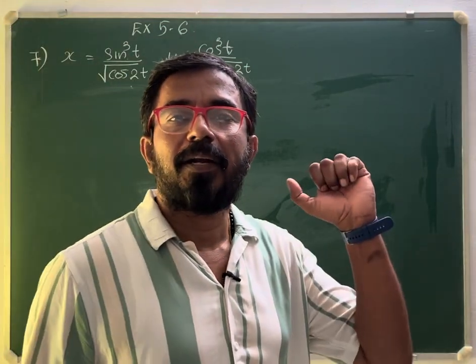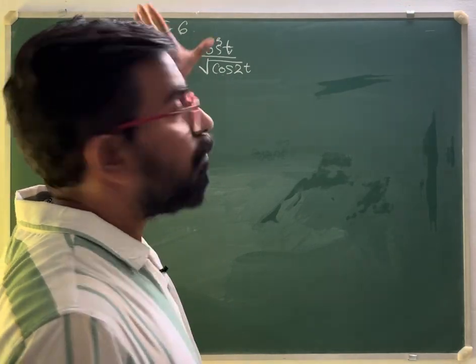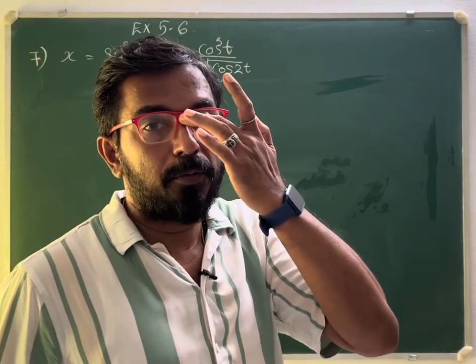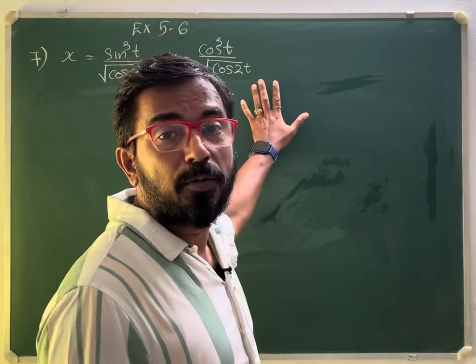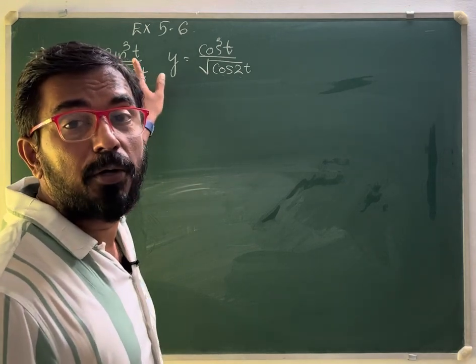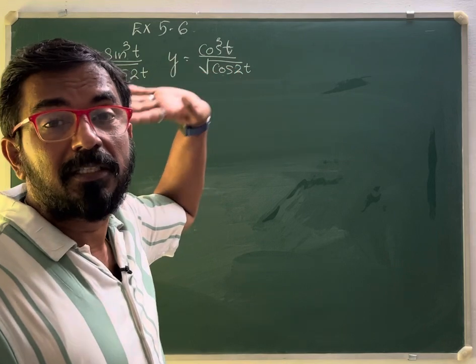Hi. From continuity and differentiability, this is question number 7 of exercise 5.6. It's a bit difficult. If you don't do it carefully, you may go wrong. So watch carefully. This is parametric form: x equal to a function in terms of t, y equal to a function in terms of t. There is a third variable.